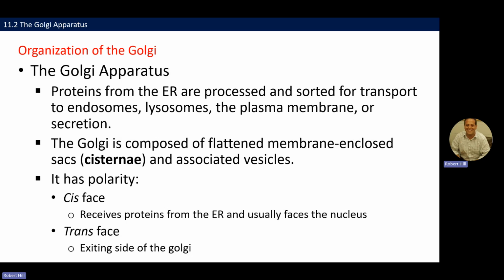So it does have polarity in a sense. What we mean by that is there is a receiving side and there is an exit side, right? So proteins in vesicles coming from the rough ER go into the cis face of the Golgi. It travels through different sections of the Golgi and then ends up on the trans side of the Golgi where it exits.